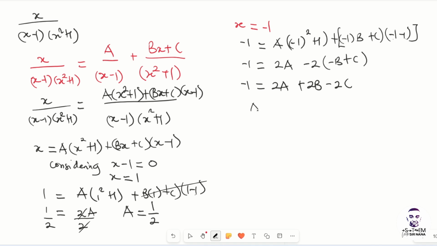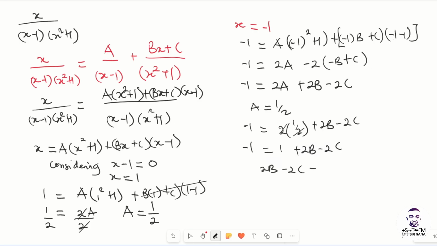But we know that our a is equal to half. So we substitute a into the equation, and we have -1 equal to 2 multiplying half plus 2b minus 2c. So that implies that we have -1 equal to 1 plus 2b minus 2c. So we will have 2b minus 2c equal to, when the 1 goes to the other side, it becomes -1. So -1 minus 1 gives us -2. Let's call this equation 1.